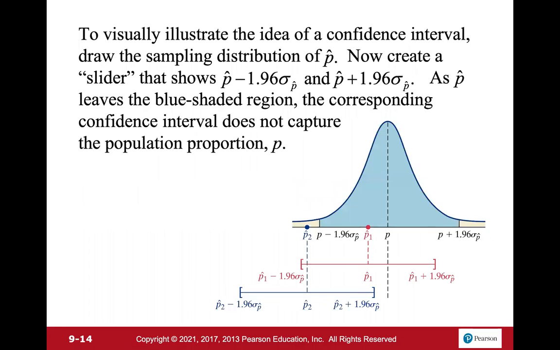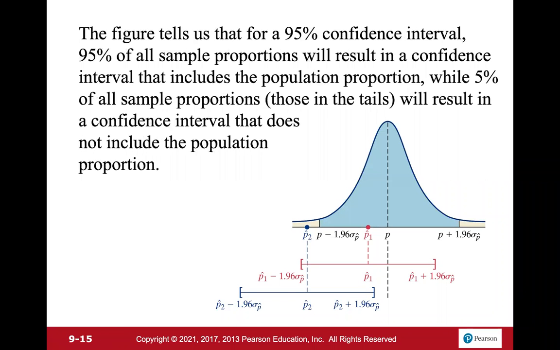So to visually illustrate the idea of the confidence interval, draw the sampling distribution of p hat. Now create a slider that shows p hat minus 1.96 times our standard deviation. And this is what they're saying. Whenever p hat is here, it still catches our margin of error here and over here. But whenever p hat is not in this shaded region of 95%, then it doesn't catch our population proportion. That's all this picture is displaying.